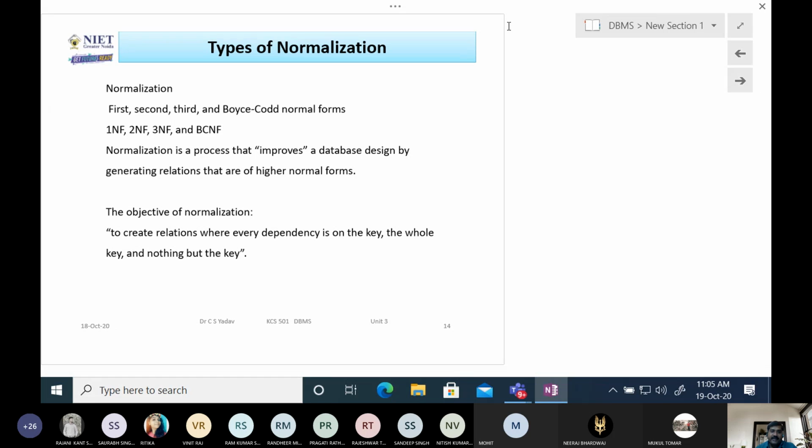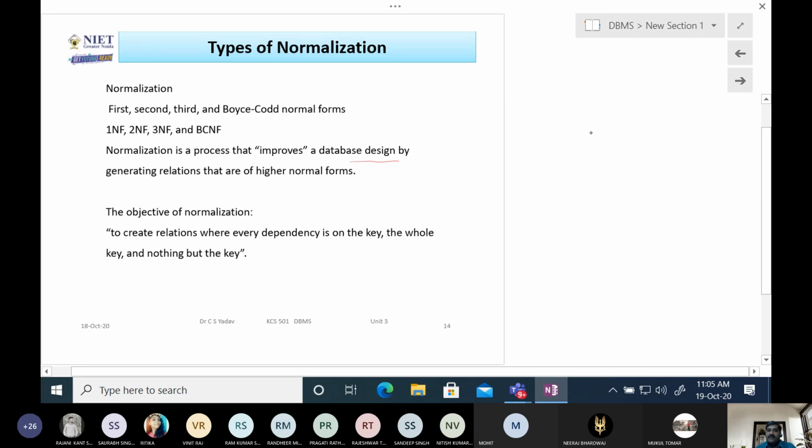First normal form, second normal form, third normal form, and Boyce-Codd normal form. BCNF is designed by two scientists, Boyce and E.F. Codd. So it is called BCNF, and BCNF is a stronger form of third normal form. Normalization is a process that improves a database design by generating relations that are of higher form.